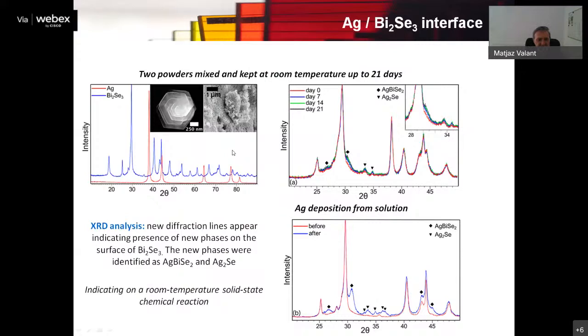Then we have done something very simple but very efficient. We have produced nanoparticles of silver and nanoparticles of bismuth selenide and just mixed them together and put them on the shelf for 21 days, you see here. And we were X-raying them in between. And we have seen development of new peaks in the XRD pattern. And we were able even to identify these new peaks. But then, if we have done something similar in solution, that was even more intensive. And all of these peaks really kind of came out nicely for us to identify.